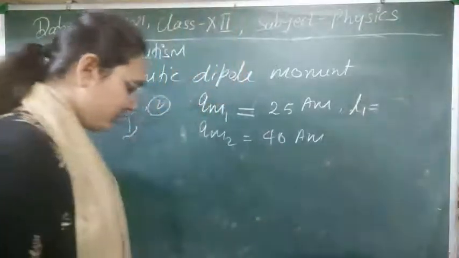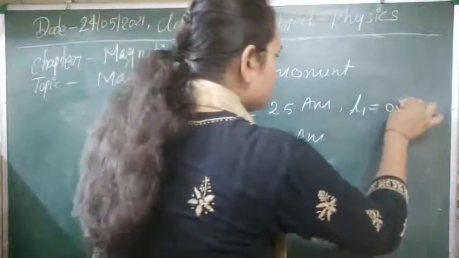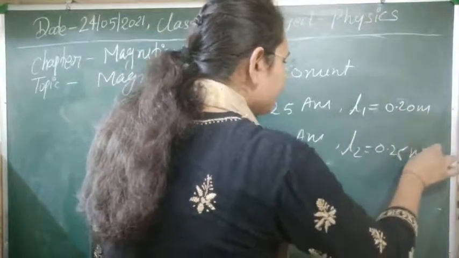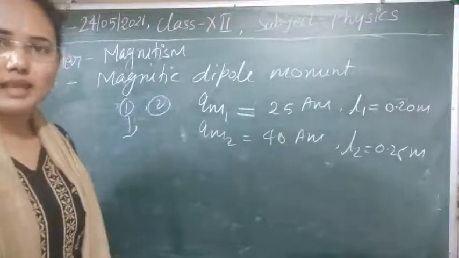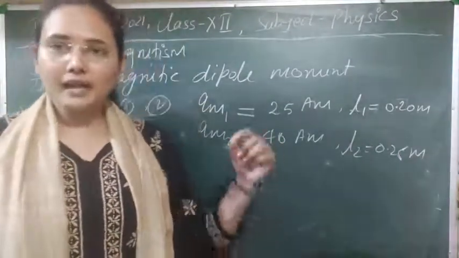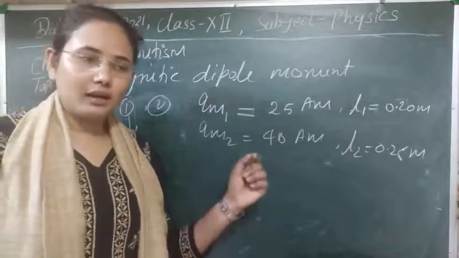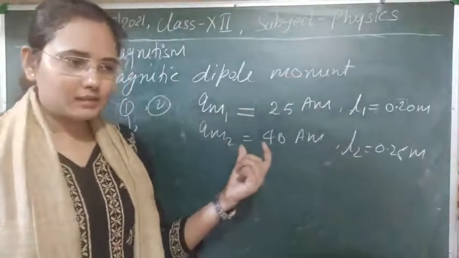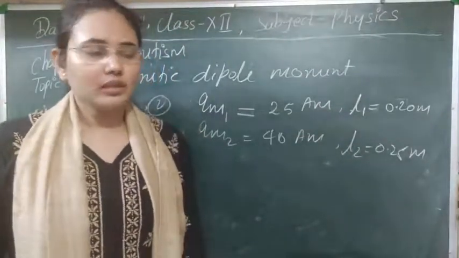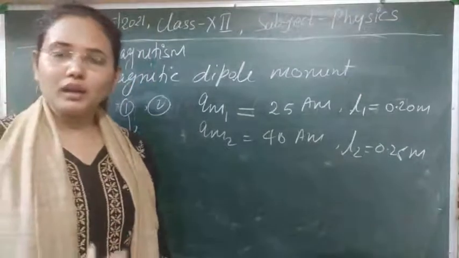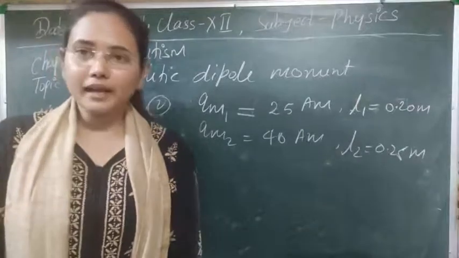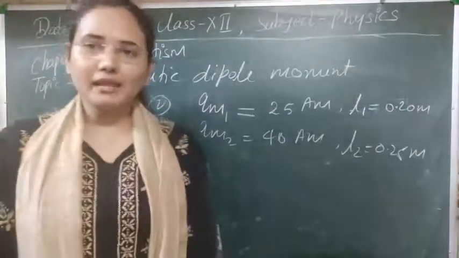So L1 is given to us, that is 0.20 meter, and L2 in the same way is given as 0.25 meter. Now it is saying that we are putting these two magnets at right angles to each other, with the north pole of one along the south pole of the other, and the south pole along the north pole. So the two will show attraction, and they will always show some resultant magnetic moment.